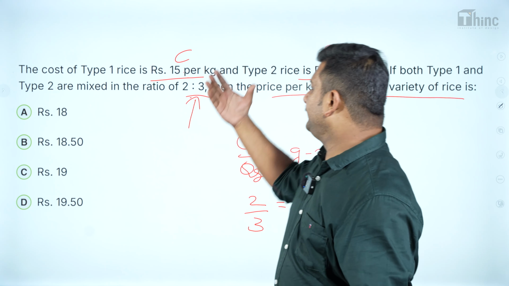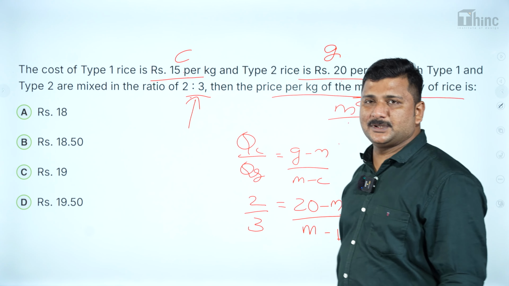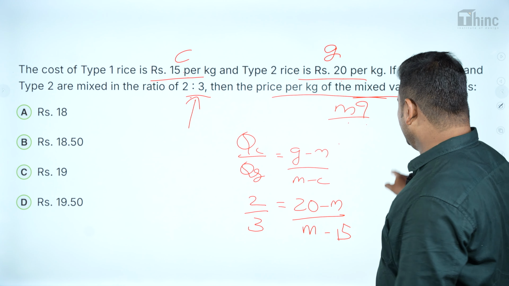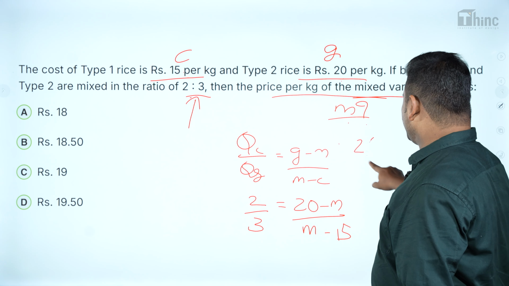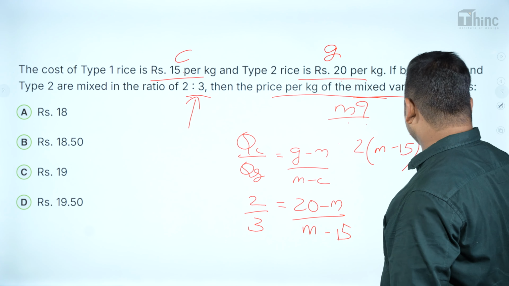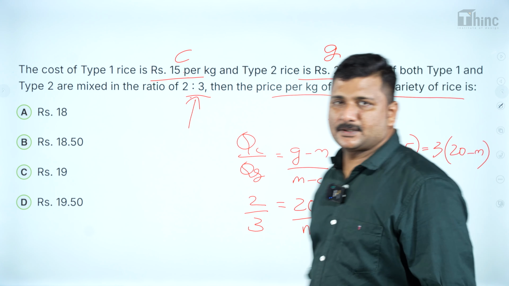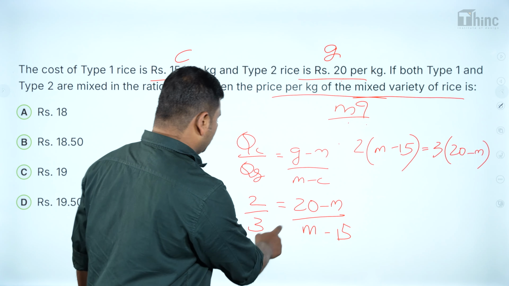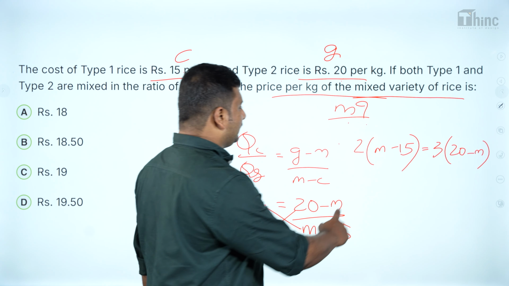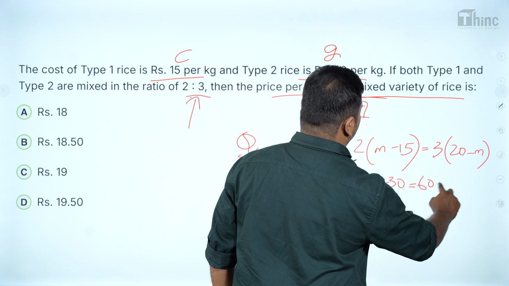We know the quantity of cheap to good. They are mixed in the ratio of QC by QG, which is 2 by 3. So we need to find the M value. So what can we do? We can just cross multiply. So 2 into M minus 15 equals 3 into 20 minus M. Right? We are just cross multiplying it to this side and this to this side, and then equating it. So when you multiply it inside, what will we get? 2m minus 30 equals 60 minus 3m.